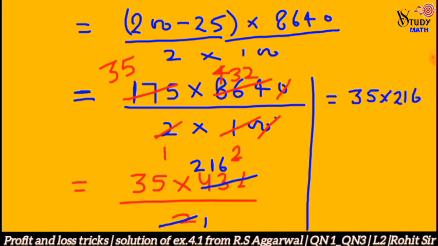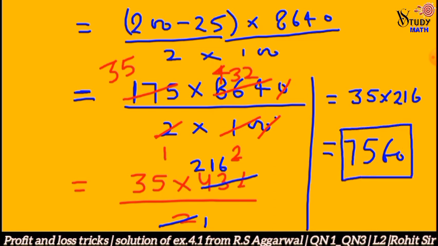Now multiply this. When 35 is multiplied by 216, then we have 7560, and this is the answer of this problem. I hope you understand very well.